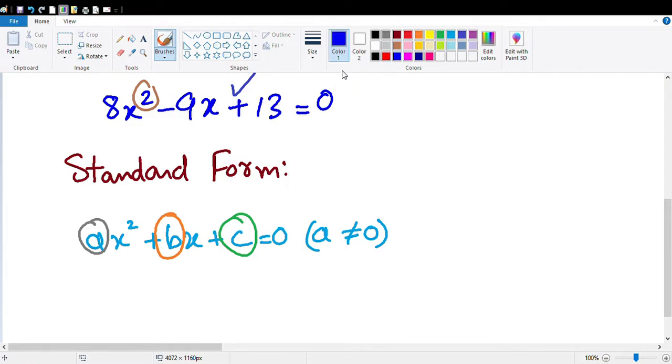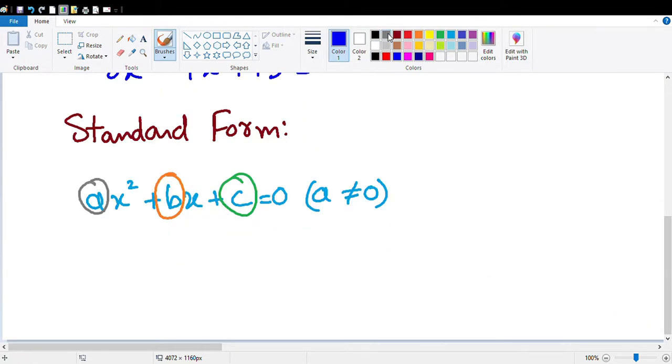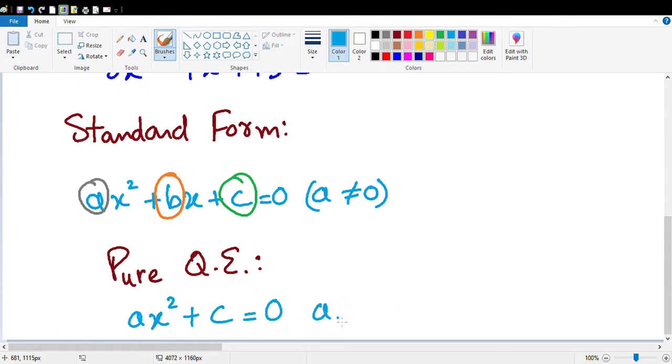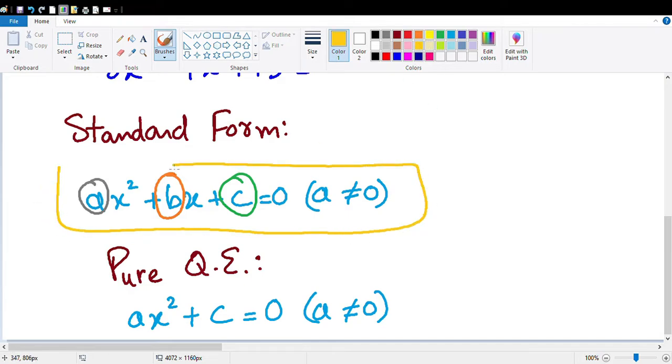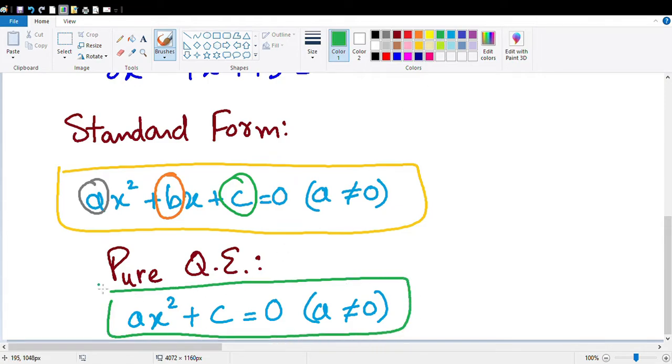And other than that, for example, let's say b is missing, you could say it's the pure quadratic equation, right? I'm just going to take this color, pure quadratic equation. It's basically the same thing as this, just that there's no b, right? So you can write it as any quadratic equation in the form of ax squared plus c is equal to 0, provided that a again is not equal to 0. It's a pure quadratic equation, right? This one is the standard form of quadratic equations, and this is the pure quadratic equation, you could say the generalized version, right?